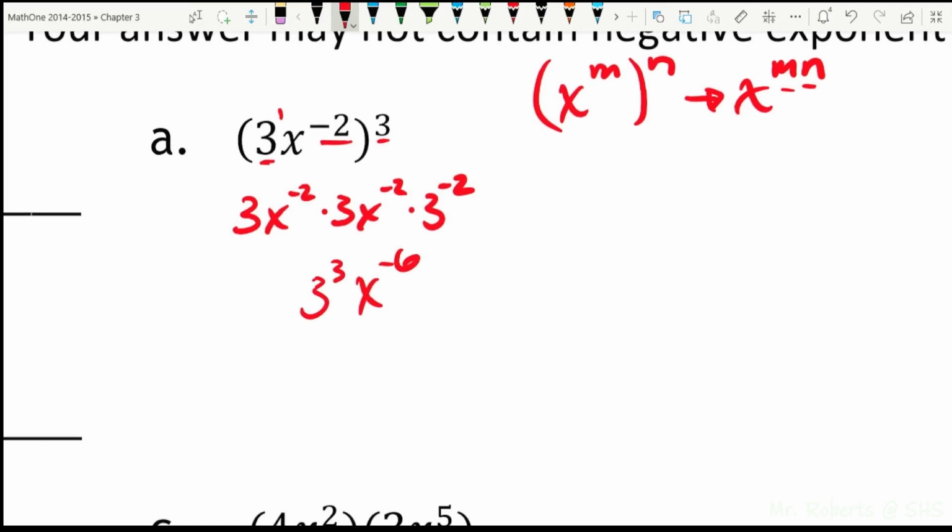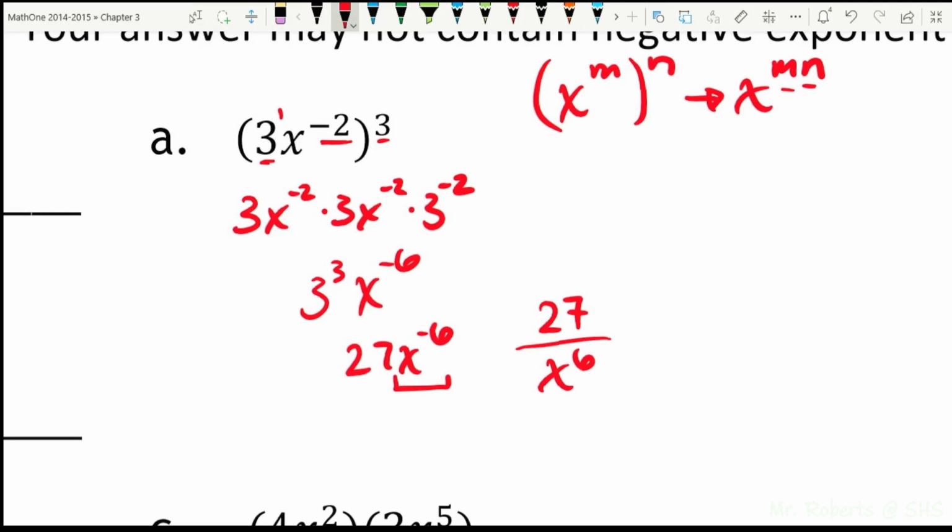Okay, so not done, right? But 3 to the third is 3 times 3 is 9 times 3 is 27. So I've got 27 times x to the negative 6th power. And then as a final step, we're not writing our final answers with negative exponents. This x is being raised to the negative 6th power. So I know that this is equivalent to, again, there's a 27 in the numerator still, and then there's an x to the positive 6th in the denominator.